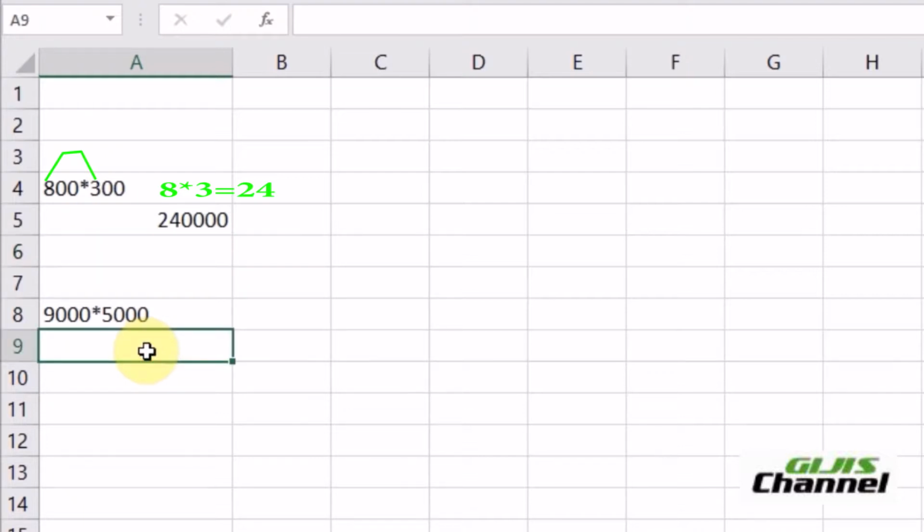How about when you want to multiply these two numbers which have zeros? First multiply these two numbers, 9 times 5 is 45. Then add all the zeros. How many zeros are there? There are 3 zeros on the left side and 3 zeros on the right side. So 1, 2, 3, 4, 5, 6. So that's the answer.